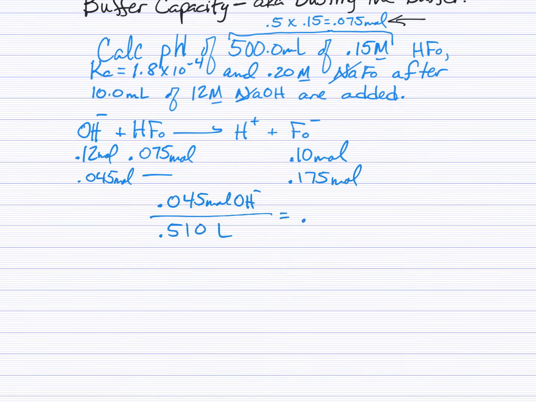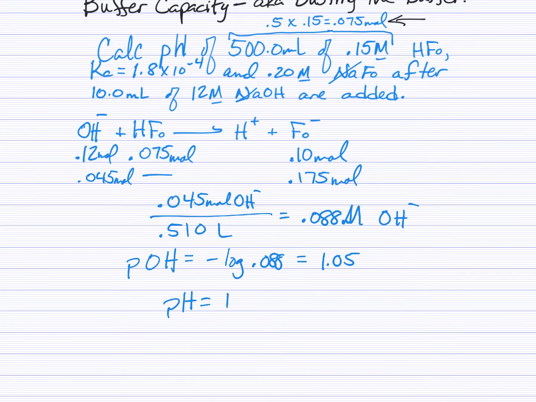That's going to give me a concentration of 0.088 molar OH minus. So I can get a pOH equal to negative log 0.088, 1.05. Find out that the pH of this is 14 minus 1.05. Our pH is 12.95. And I can tell you from a previous problem that the pH of this buffer by itself was about 3.8.